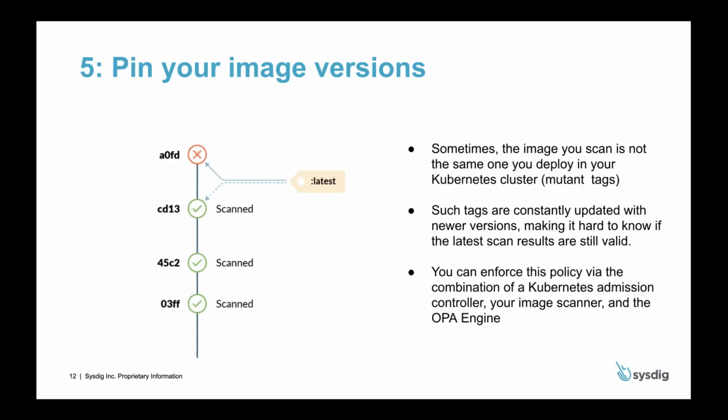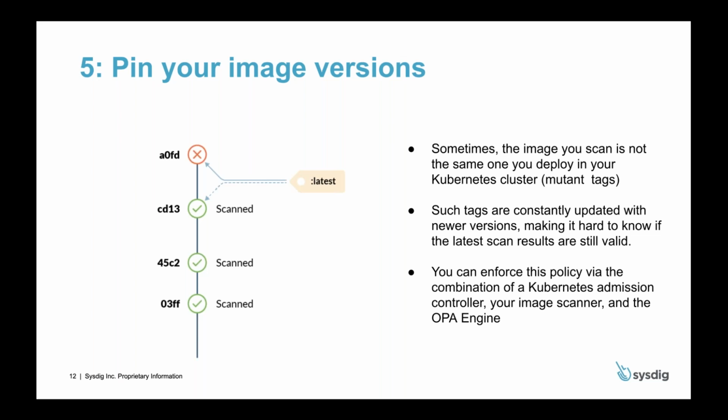Yeah, and that's a great point, Knox. And what we're seeing more and more is, as images are being deployed, a lot of times the image you scan is not the same one you deploy in your cluster. And this can potentially happen when you use mutable tags like latest or staging, for example. And these tags are constantly updated with newer versions, just making it harder to know if the latest scan results are still valid, and also potentially cause problems when you're trying to debug. So what can you do from an image scanning perspective to ensure that this kind of drift doesn't occur?